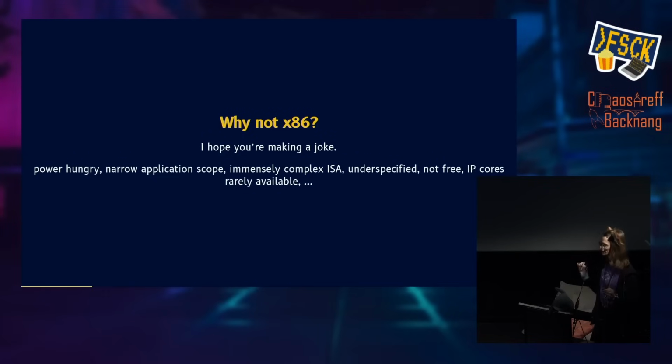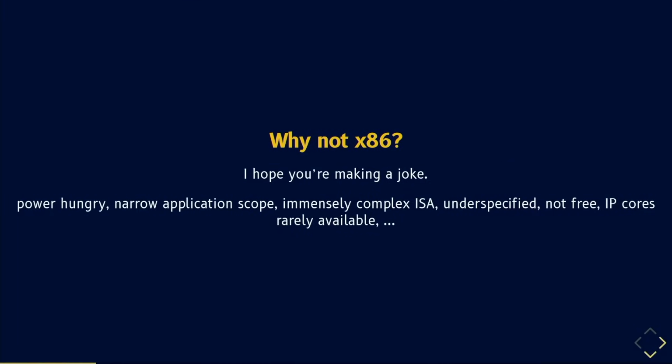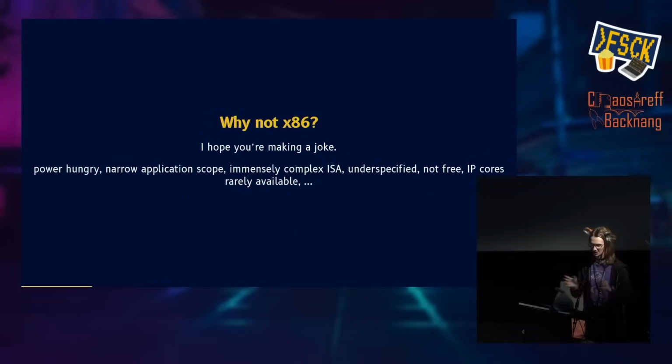I'm going to spend a little bit of time discussing why not other architectures and why RISC-V is maybe better than other architectures. With x86, which is the most common thing that you have in all of your laptops, I hope you're making a joke if you actually want that to continue for any longer than it needs to. It is extremely power hungry. Its application scope is relatively narrow, at least nowadays. It is insanely complex. It's also underspecified, which is a great combination.